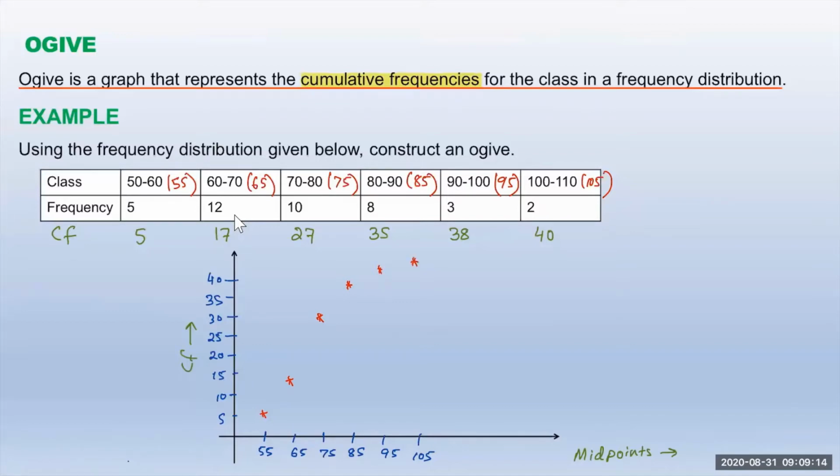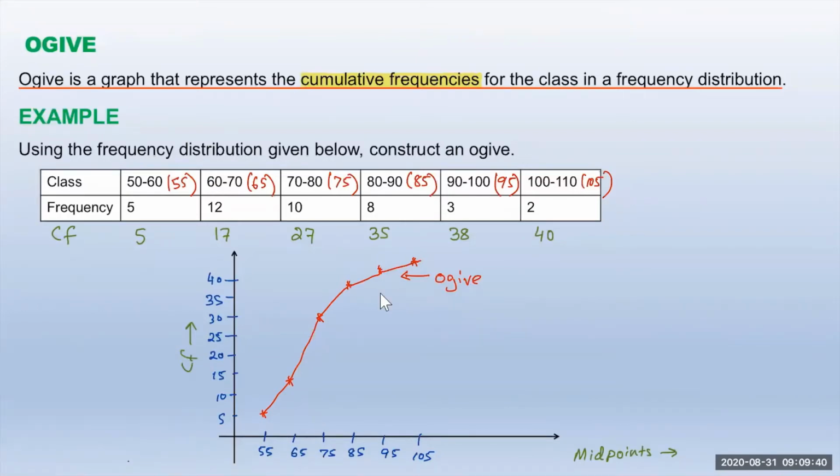Now join these points. So you connect from point to point like this, just like that. So this graph that we have created here is called an ogive. It's the graph between the midpoint of the class with the cumulative frequencies.